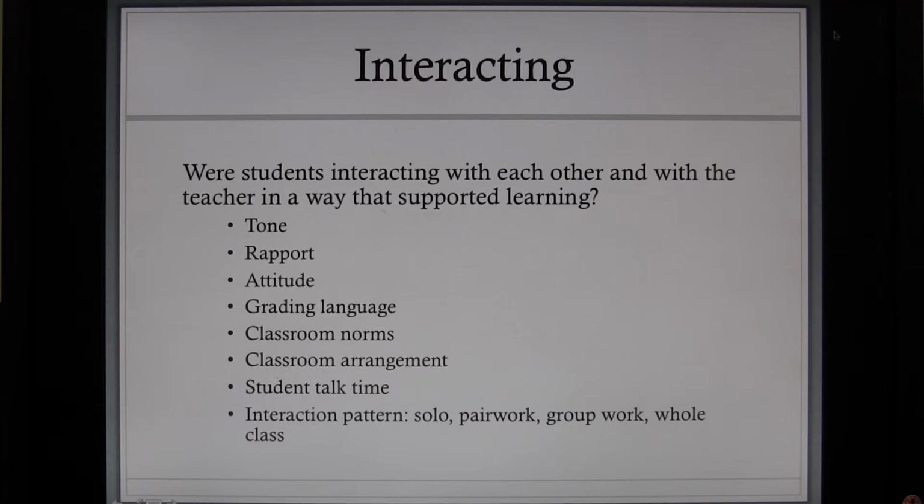If we're thinking about interacting, these are some of the things that we look for in terms of that first question about focusing. So if I'm going to focus on interacting, and this is what I usually do in the early parts of the course, in stage one, this idea here of tone, rapport, attitude, grading language, norms, classroom arrangement, student talk time, and then the interaction pattern. These are the areas that I feel like this guy could really stand to work on.